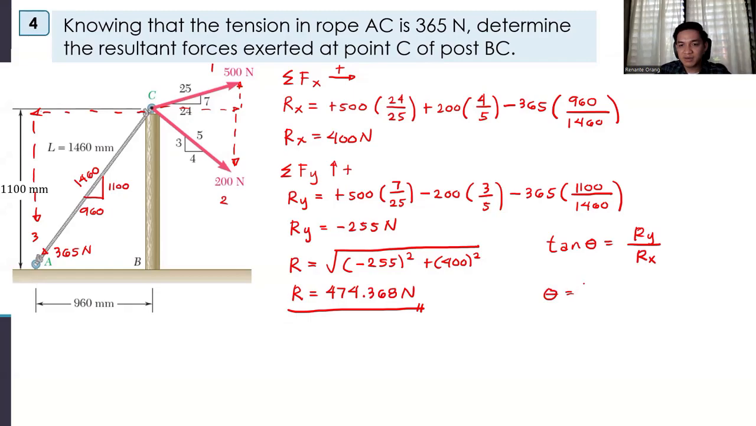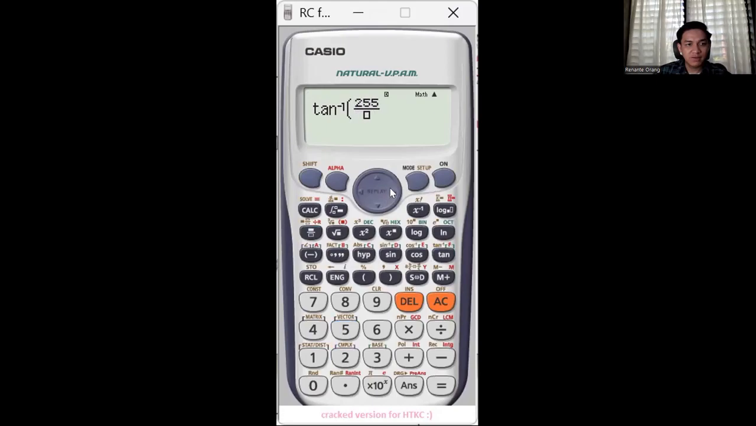So angle theta is equivalent to tangent raised to negative 1 of our Ry, which is negative 255. Pwede naman ding hindi lagyan ng negative kasi nakadikit lang palagi yung ating angle theta sa ating x-axis. Divided by our Rx, which is 400. So angle theta is equivalent to shift tan of 255 divided by 400 is equivalent to 32.518 degrees. Pag wala sa choices, pwede ding 32 degrees, 31 minutes, and 3.04 seconds.